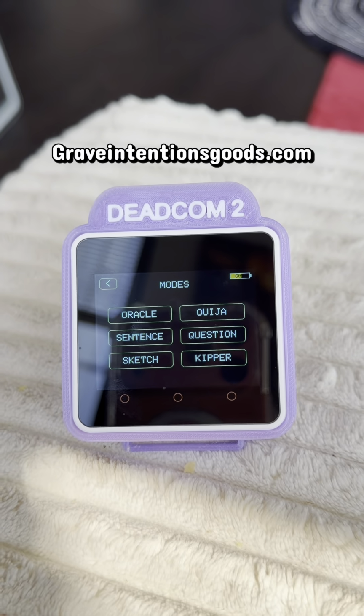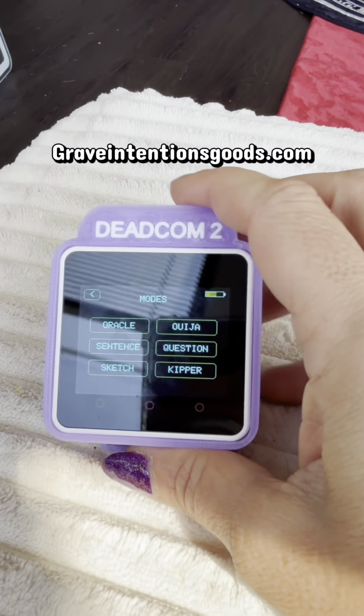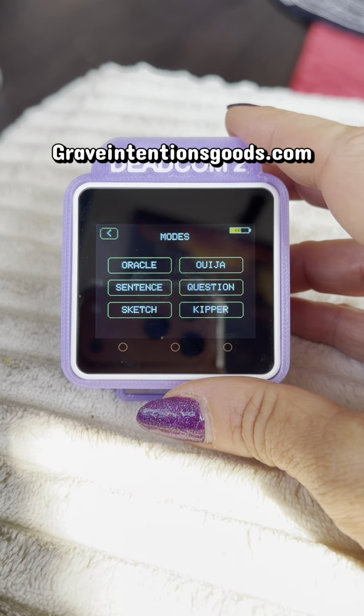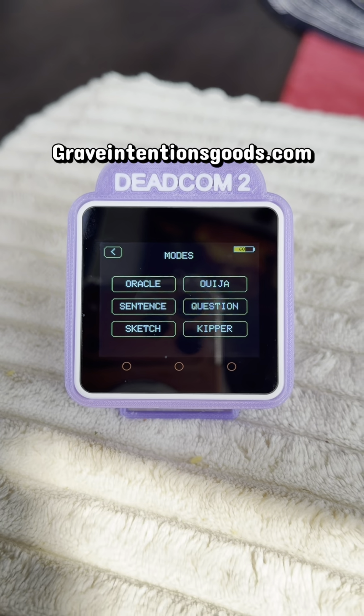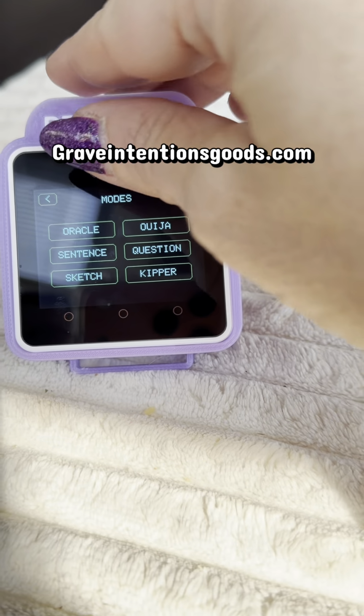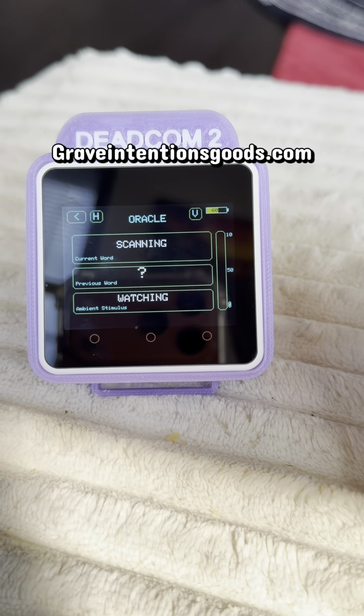Hey you guys, so I have acquired a new spirit communication device. It's called the DeadCom 2. It has these 6 great modes, so I like to take things beyond just the spirit word banks, and so I think this device is going to be fun.